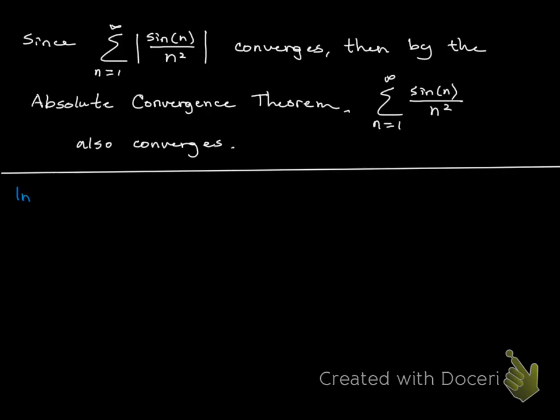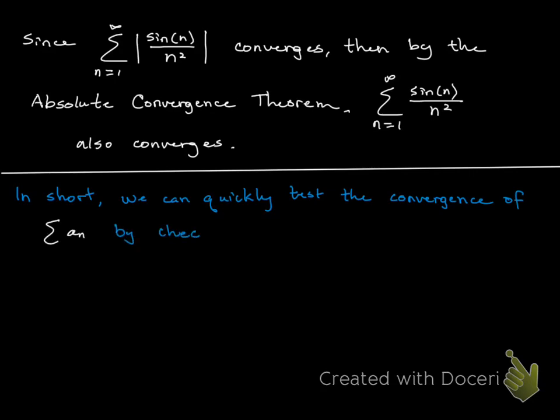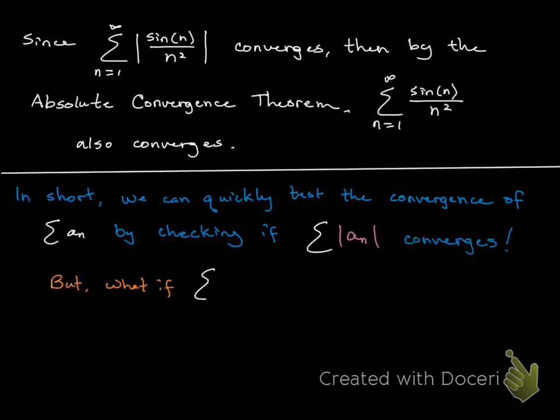Okay? So in short, what we did, we can quickly test the convergence of the sum of a sub n by checking the convergence of the sum of absolute value of a sub n. But what if the sum of absolute value of a sub n diverges? All right, that's kind of the next follow-up question. What if we were to take the absolute value and we got a series that was divergent?